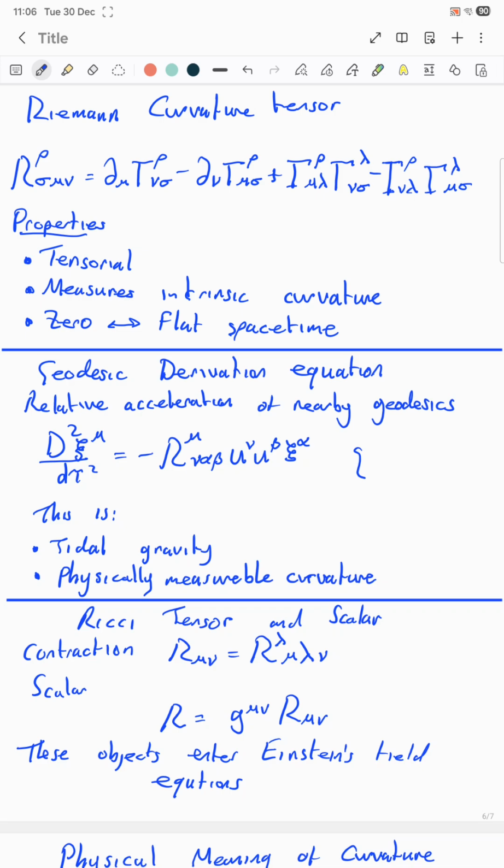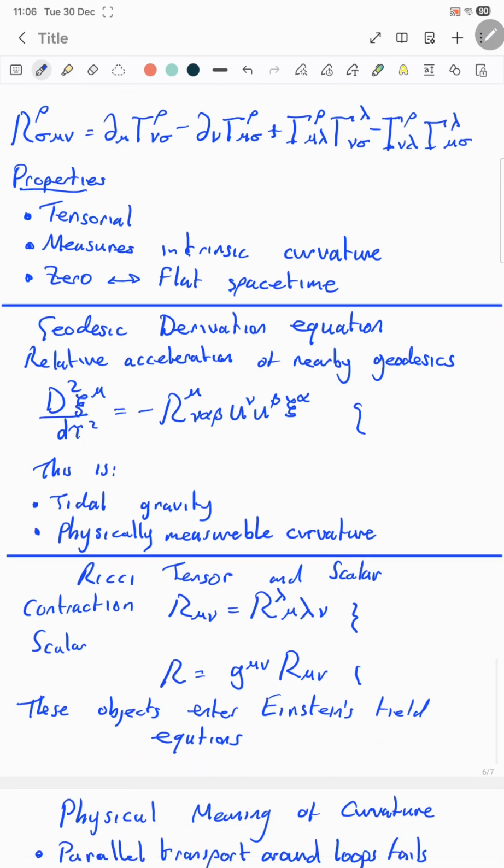Now the Ricci tensor and scalar as contractions are given here. This is the tensor and the scalar is given here. These objects enter Einstein's field equations.